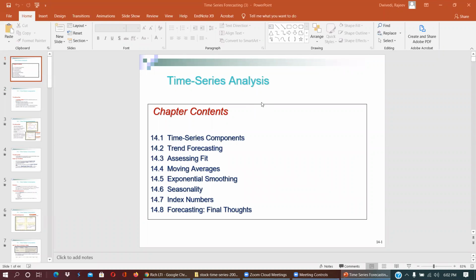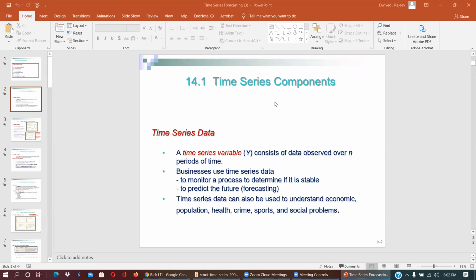So we are going to talk about time series analysis and time series forecasting. First things first, what is time series data?